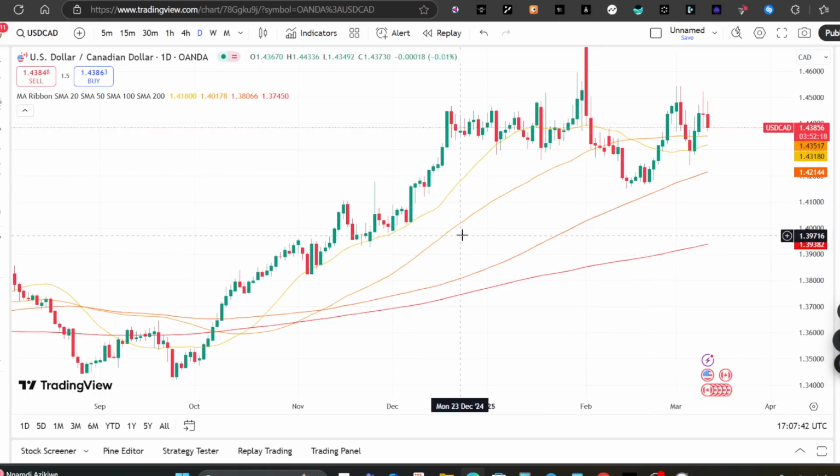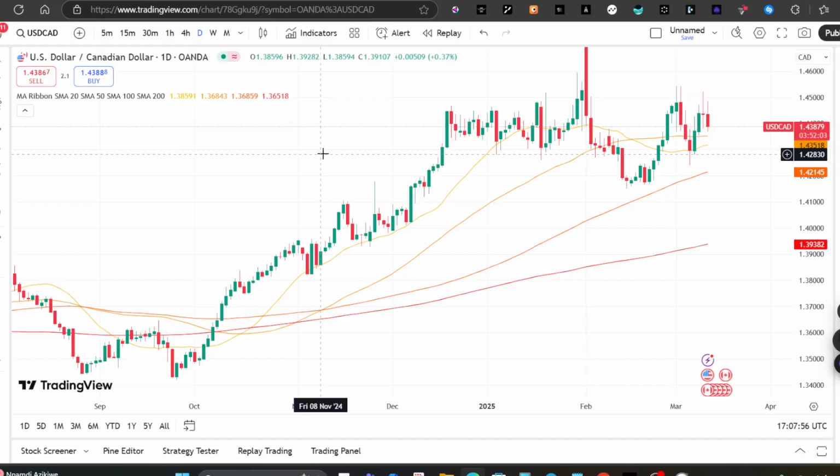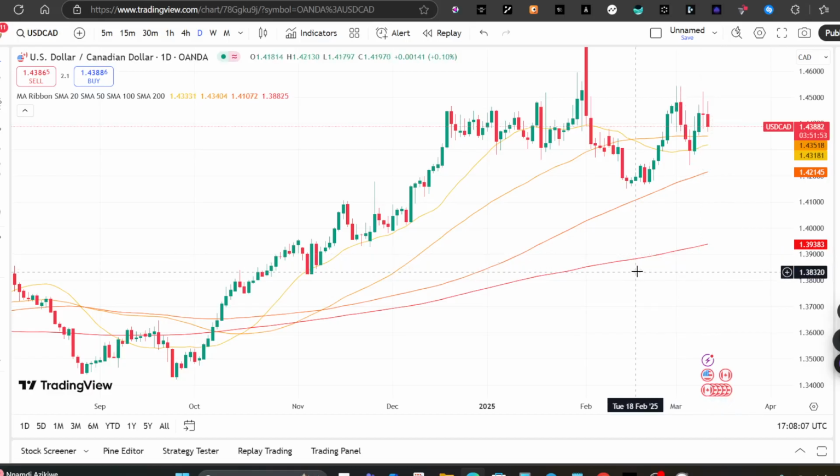A single moving average might give us a quick snapshot, but the moving average ribbon helps us see how trends develop across different time frames, making it a lot easier to spot trend reversals and momentum shifts. Now that you understand what the moving average ribbon indicator is, let us break down how it works.